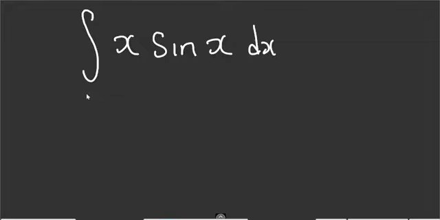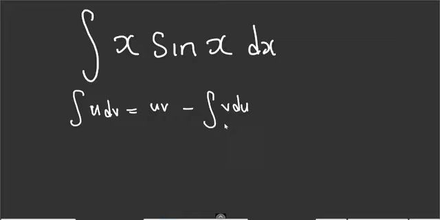Integration by parts uses this formula. We have the integral of u dv is equal to uv minus the integral of v du. So this is the formula that you are going to use.